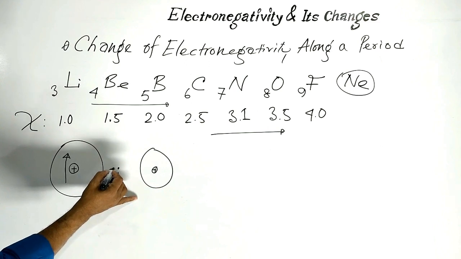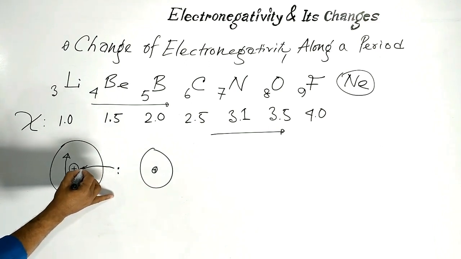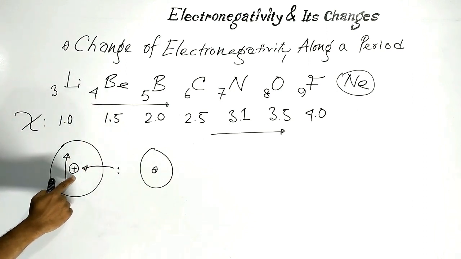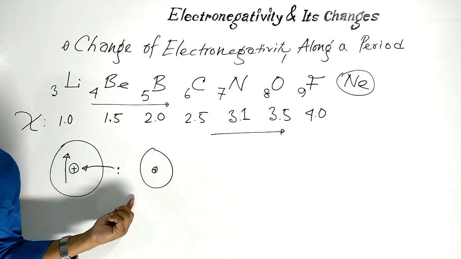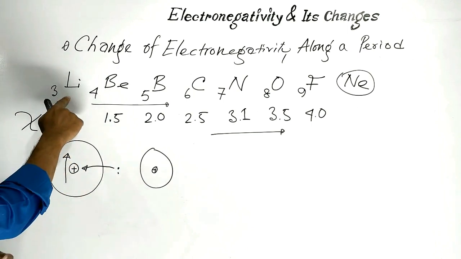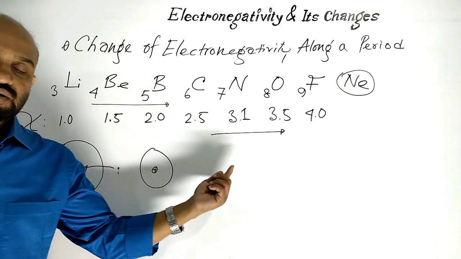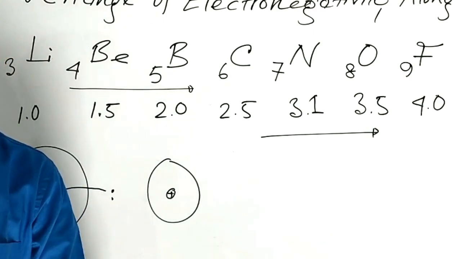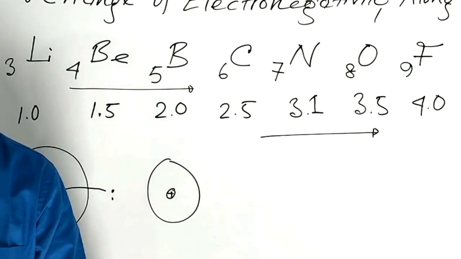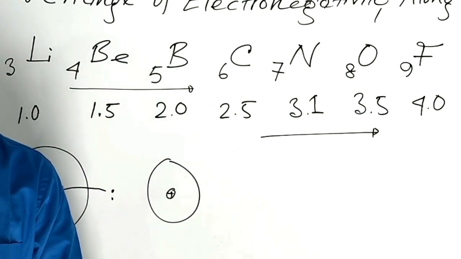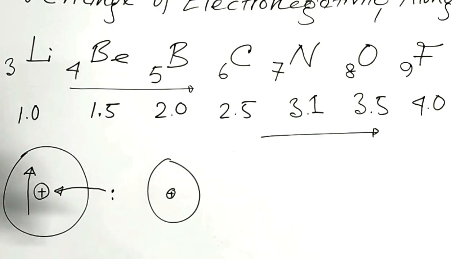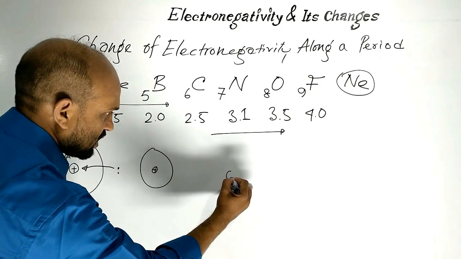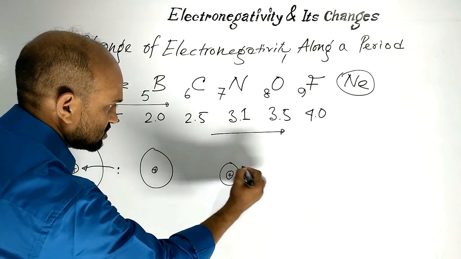As effective nuclear charge increases from left to right with the increase of atomic number, the covalently bonded electron attracting tendency increases from left to right. So from left to right, electronegativity increases as effective nuclear charge increases with the increase of atomic number. This is one point. Another point is, from left to right, we know atomic sizes decrease.